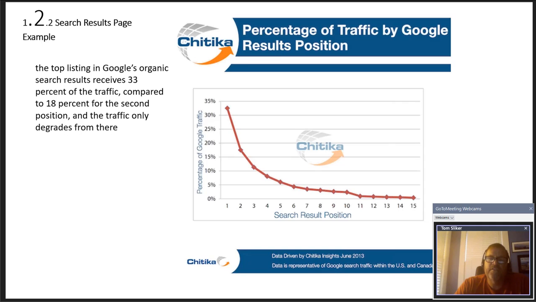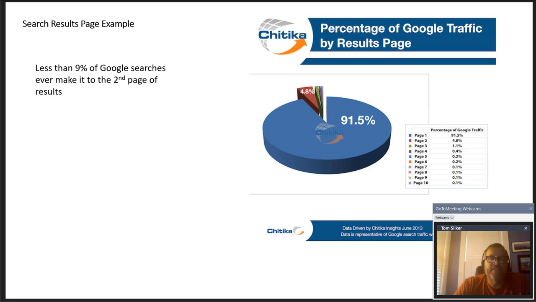But at the same time, you can see you can pick up some clicks, even ranked up to 8, 9, 10. Less than 9% of Google searches ever make it to second page. So very few, let's say 9%, go to the second page. So keep in mind, you want to be on page one.